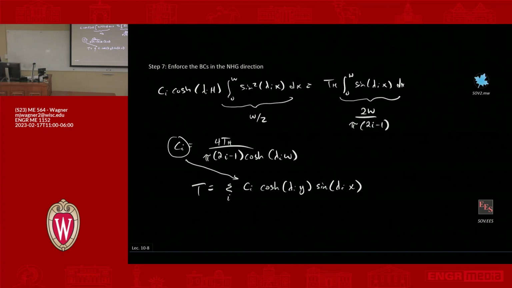Shouldn't that lambda_i w be a lambda_i h? Did I do it wrong? Let's see. Where am I? Lambda_i. You mean in the constants? Yeah, the constant for c_i. Yeah, it's possible. I messed it up. Lambda_i h, yes, thank you. Yeah, right, because cosh is going to be applied in the y direction, so you wouldn't want w to show up in that function.